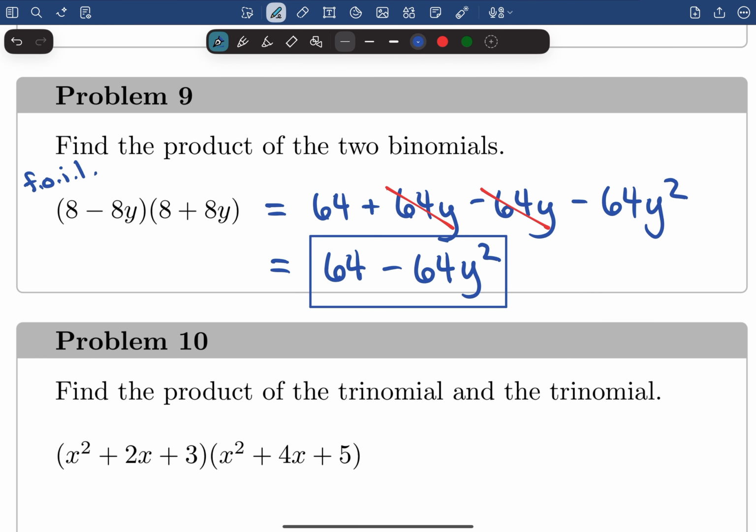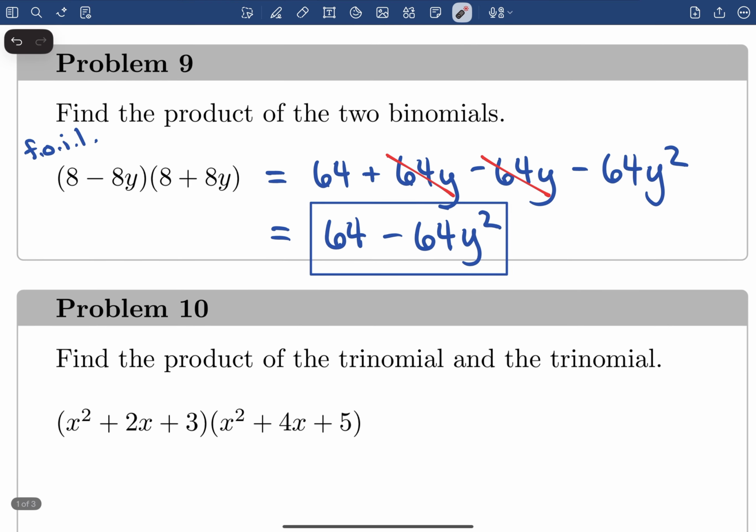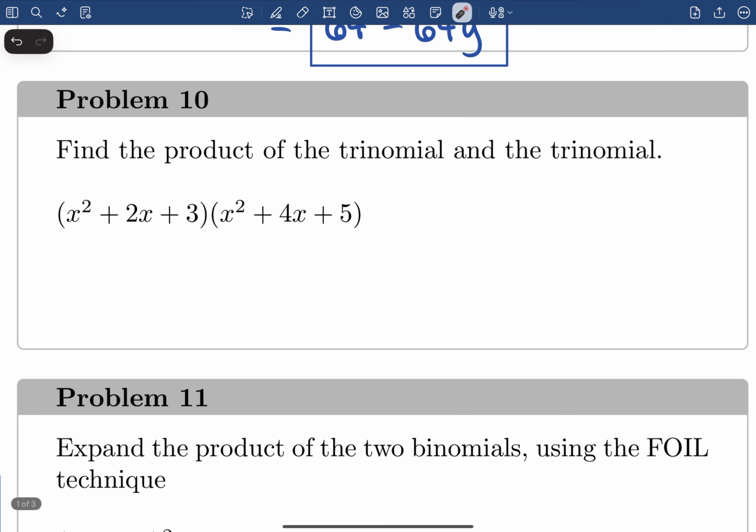Why are all these values 64? Well, because we had 8s multiplied with 8s, and 8 times 8 is 64. So that's why we got so many 64s along the way, but this is the final result. And this, in fact, is the difference of squares. This is the difference of two things that are squared. We talked about that factoring pattern at one point in our lessons.